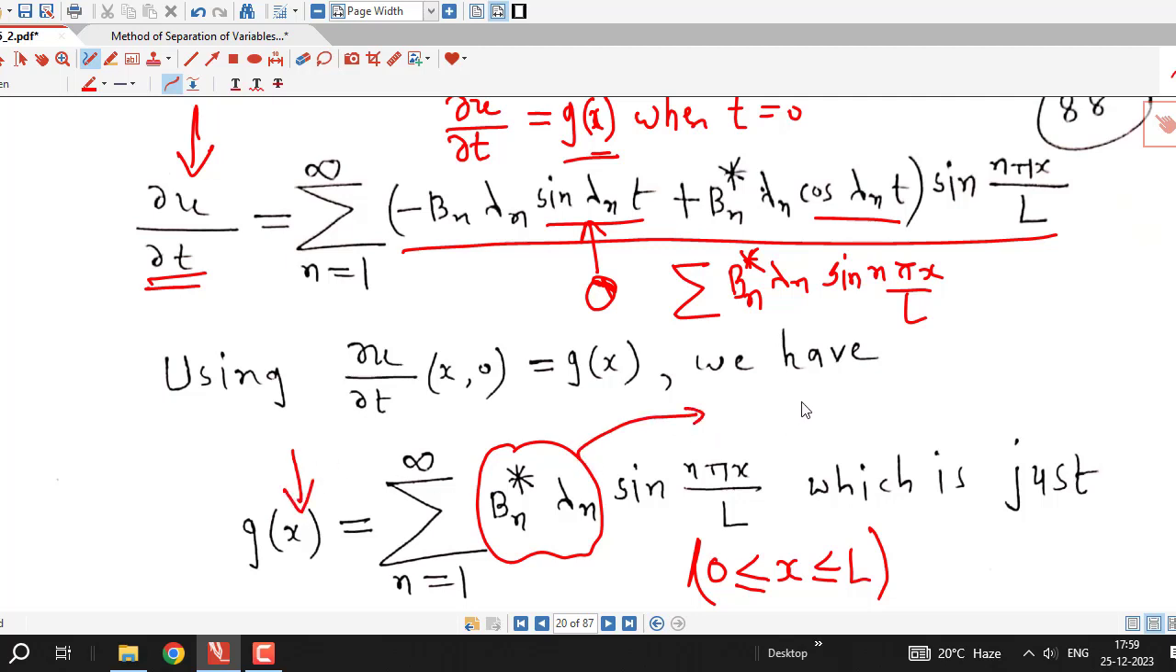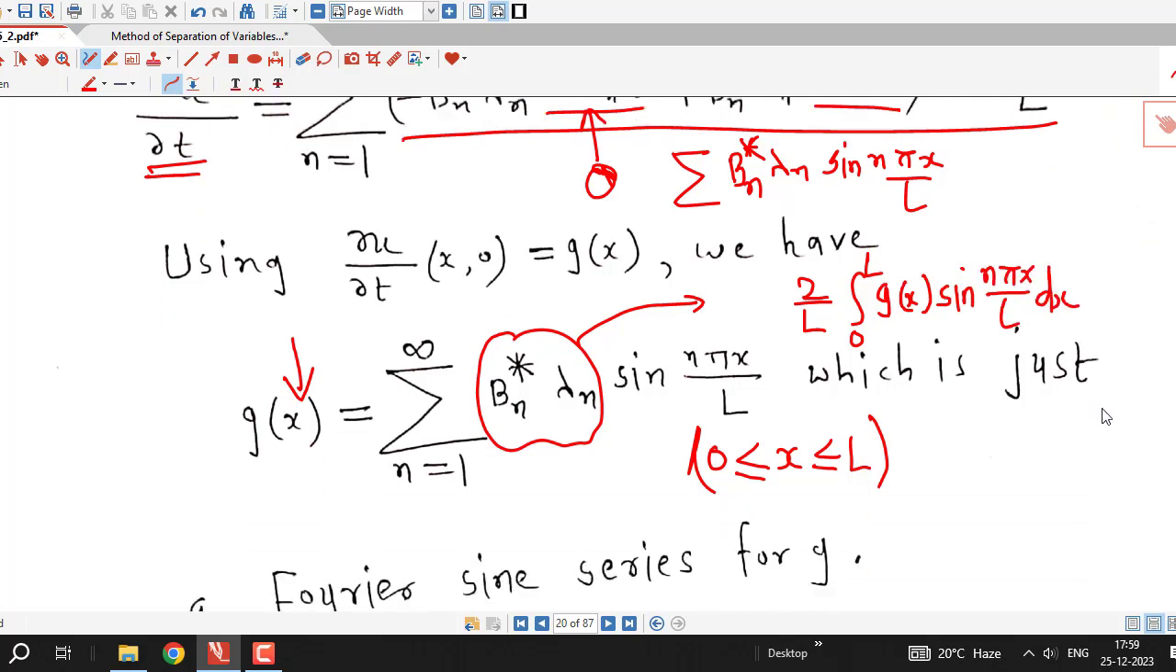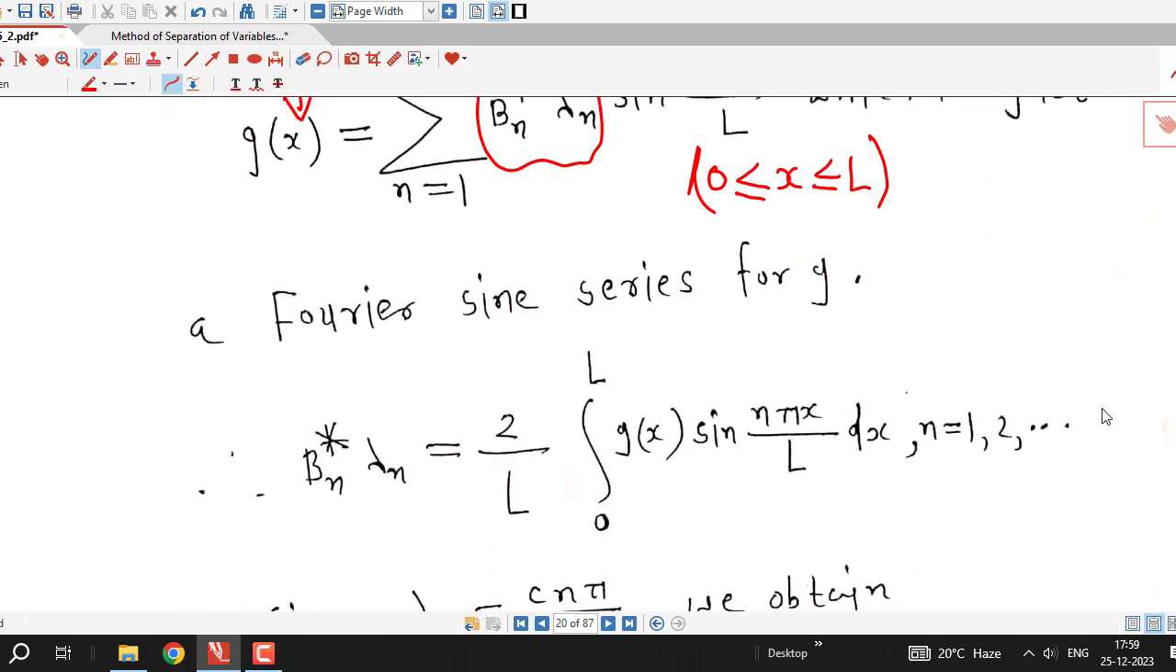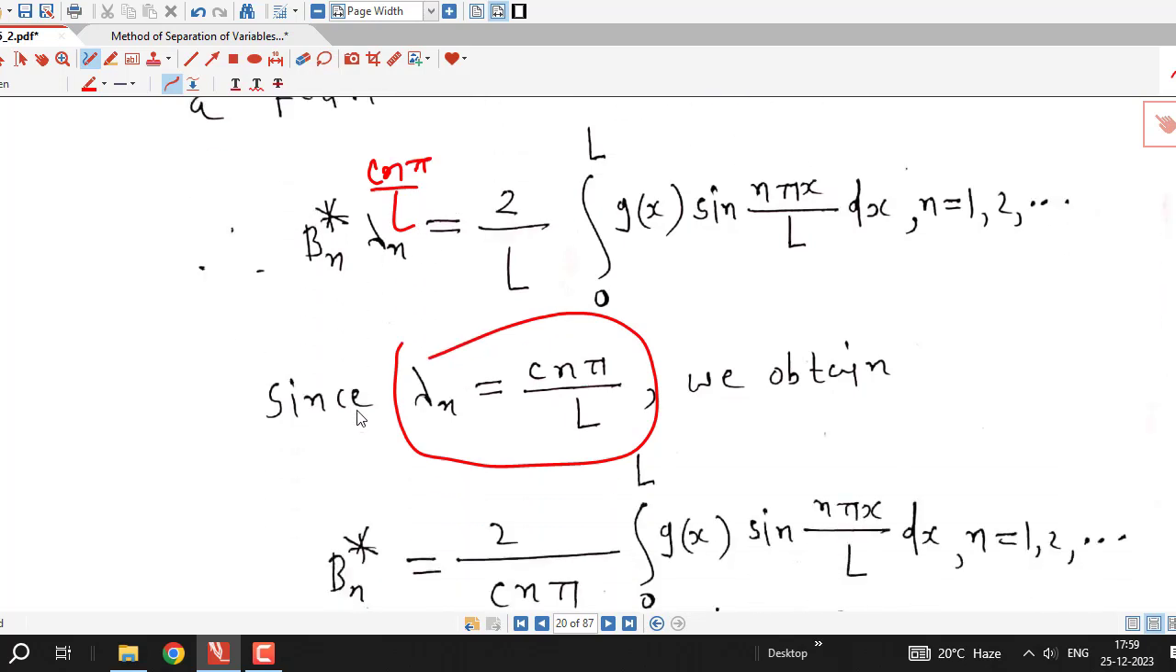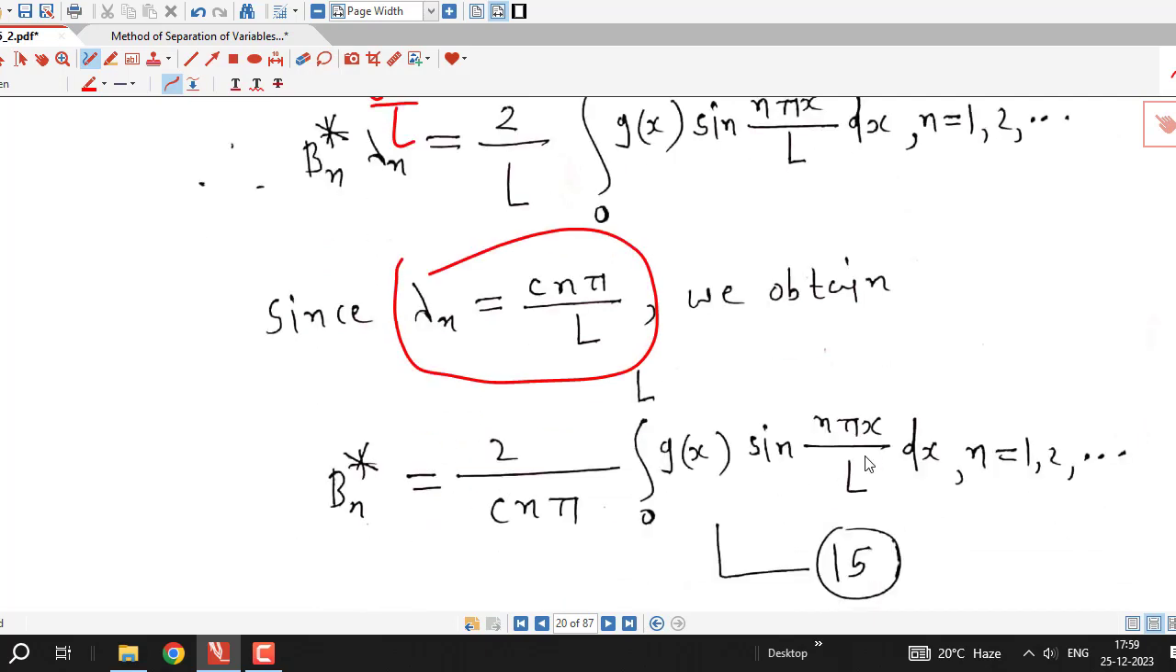Therefore, these constants are given by 2 by l times integral of g x times sine n pi x by l with respect to x. So, I have written this, and I put lambda n equal to c n pi over l. If I take lambda n equal to c n pi over l here, this l will get cancelled and I will obtain b n star equal to 2 divided by c n pi, integral 0 to l g x sin n pi x over l dx.